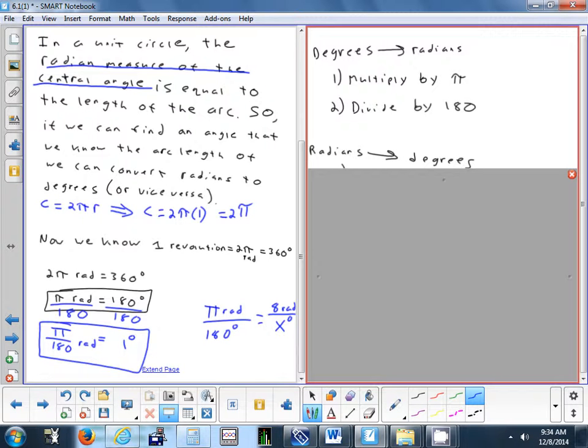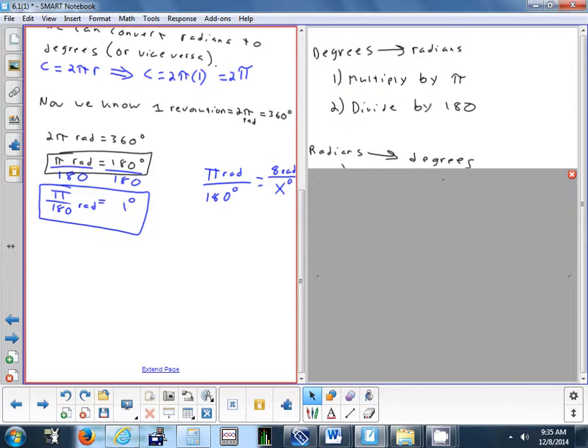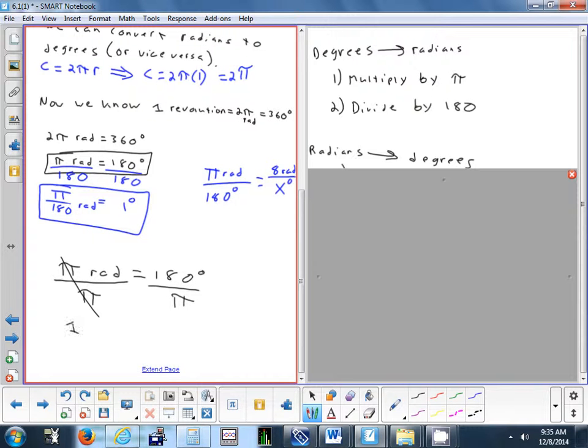Okay, let's look at radians to degrees. It's going to be very similar. Let's take our original equation again. This time, how would I get a 1 on the left side instead of on the right? Yeah? Divide by pi. Just pi. Yep, no unit on that number, just pi. So now we get 1 radian equals 180 divided by pi degrees.